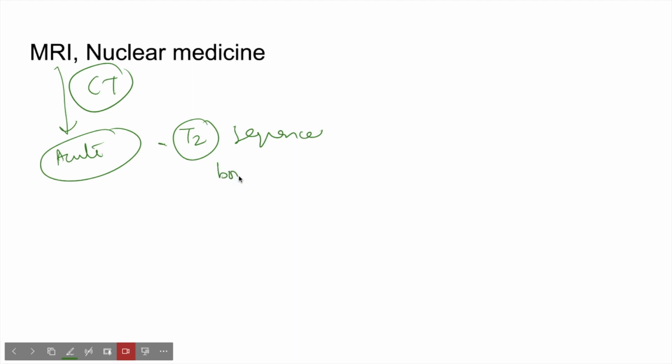MRI is very sensitive and specific in acute stages. In less than 2 weeks, when you want to diagnose osteomyelitis, or in children, it diagnoses. It is very easy to diagnose this in acute stages. And in this, you will see the T2 sequence will show bone and soft tissue edema. And you'll also see what is known as a penumbra sign, right? Penumbra sign.